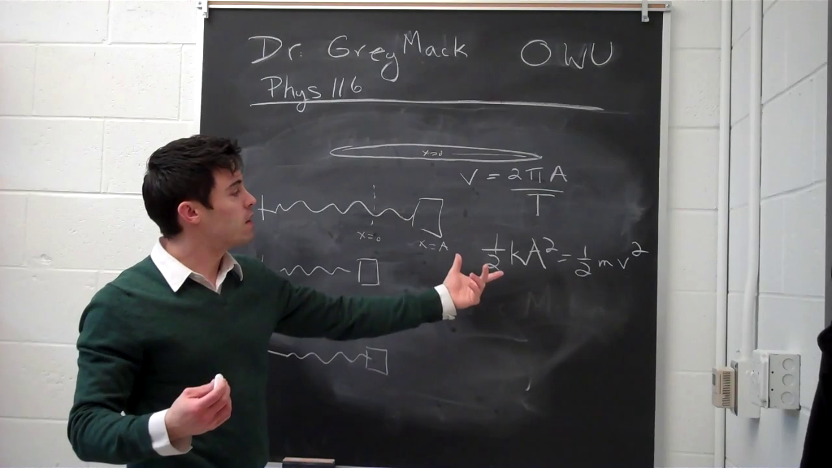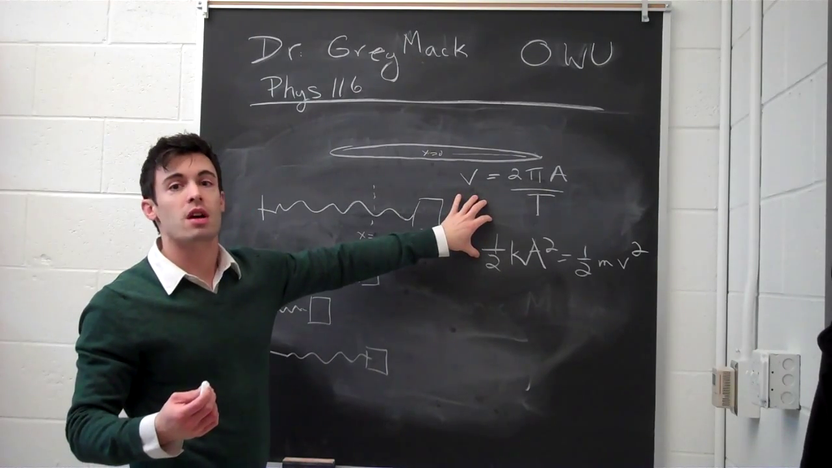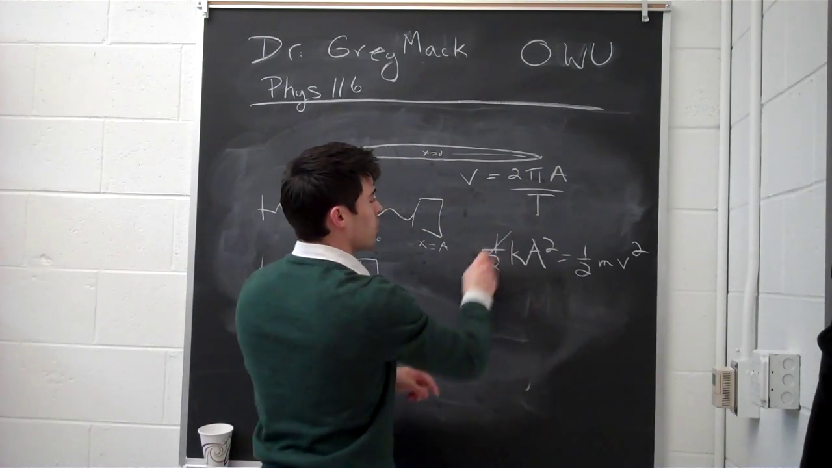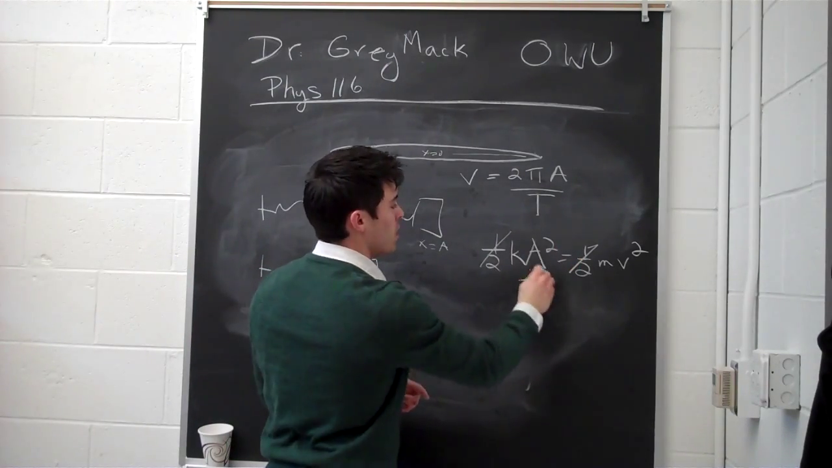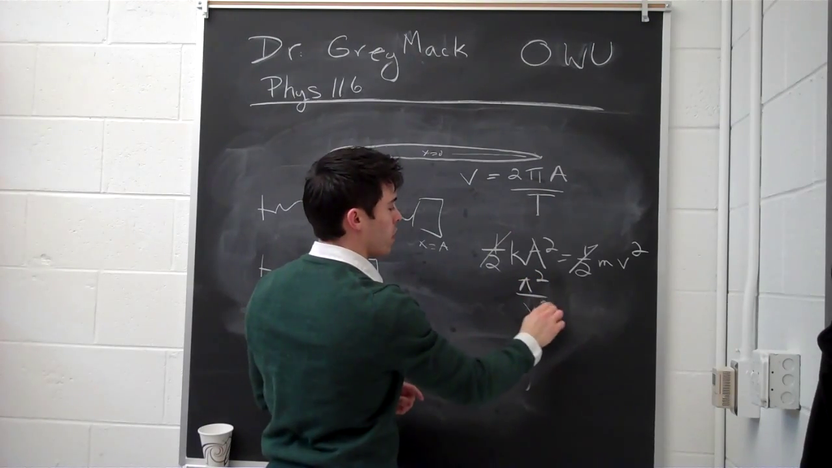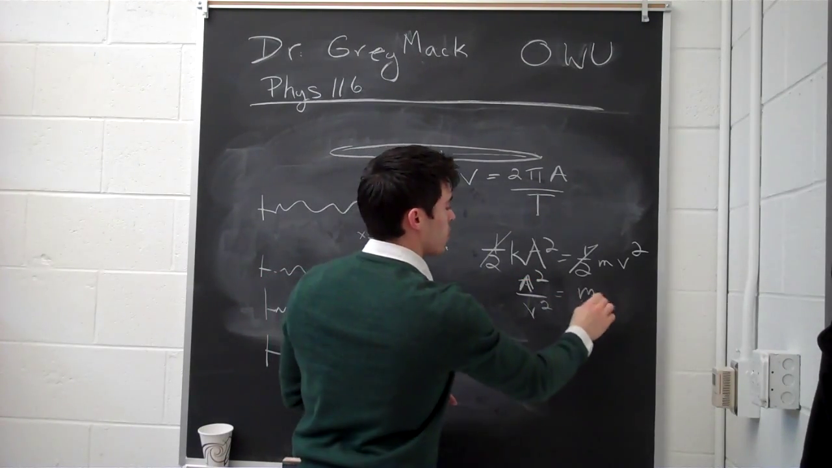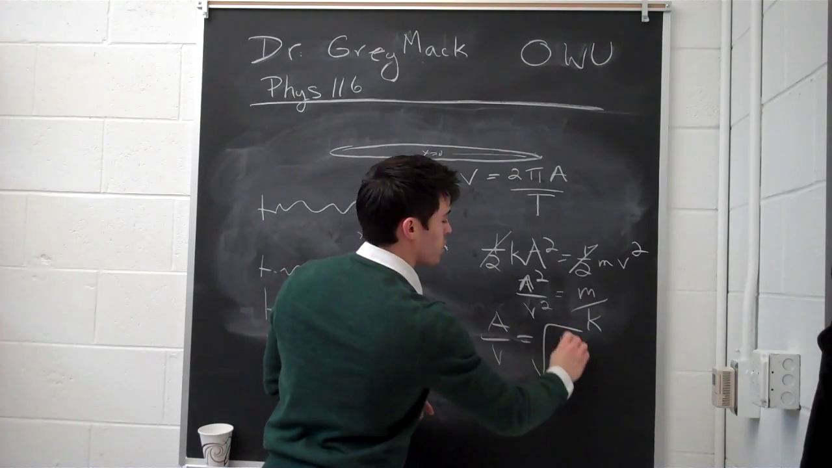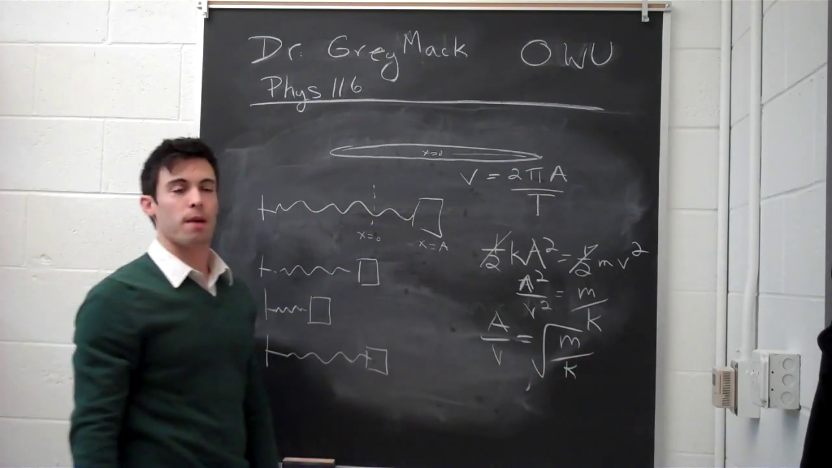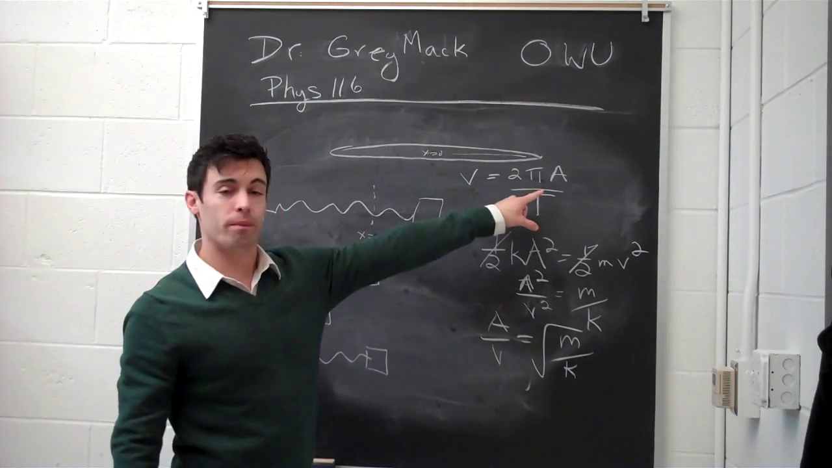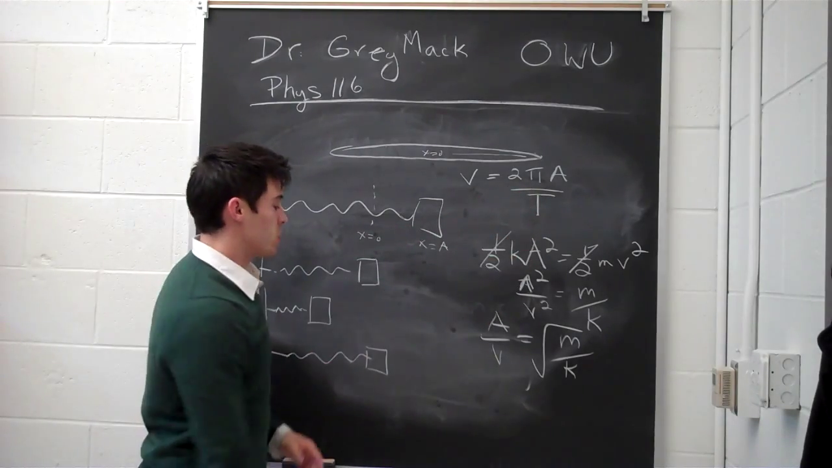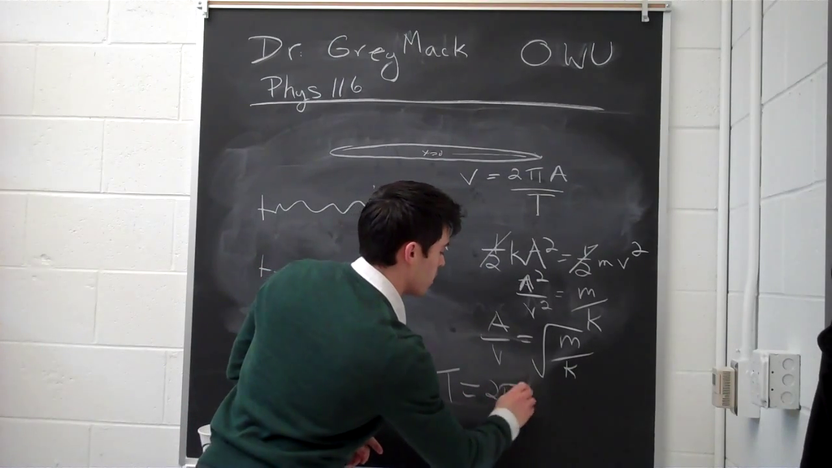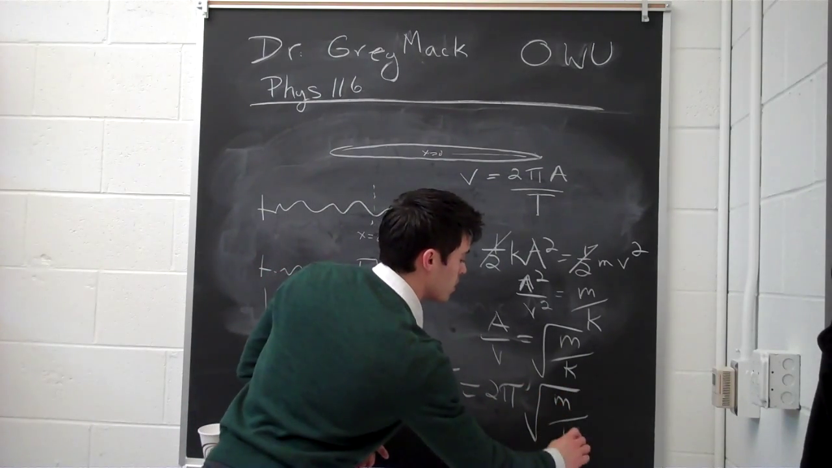What that means is that we can set these two things equal to each other to get a relationship for the period. The halves cancel, so you have A squared over v squared equal to m over k, or A over v is equal to the square root of m over k. And there's an A over v right here, if you rearrange things. So you can see that the period, T, is equal to 2 pi times the square root of m over k.